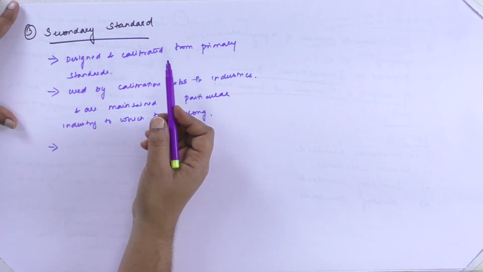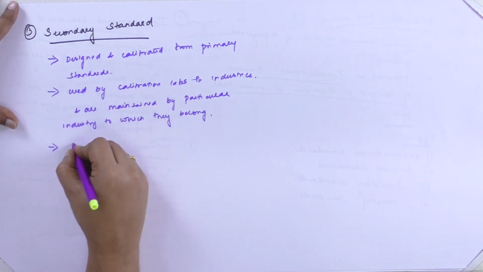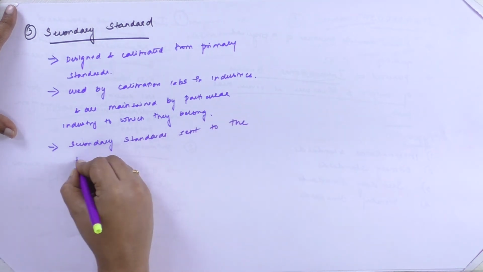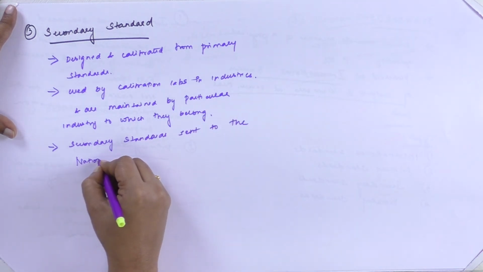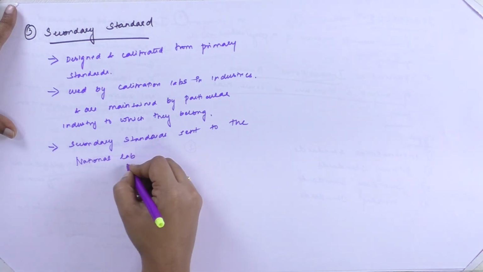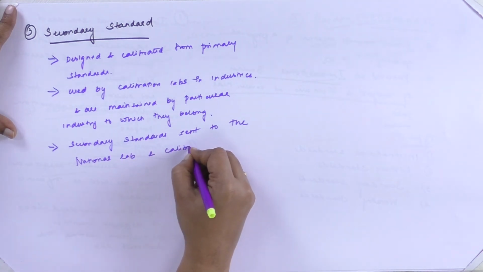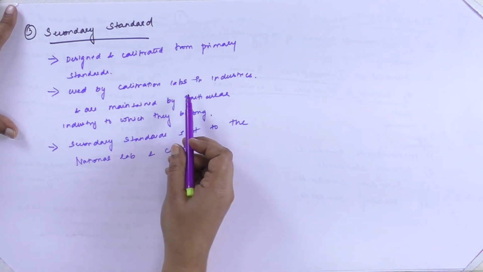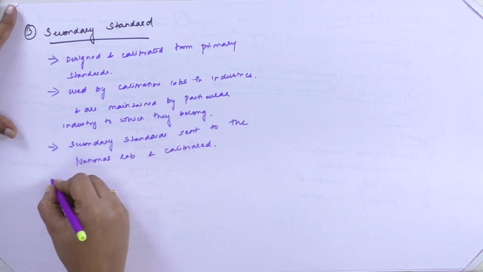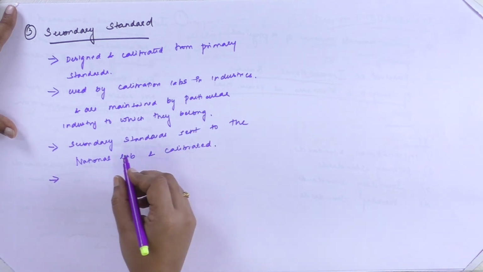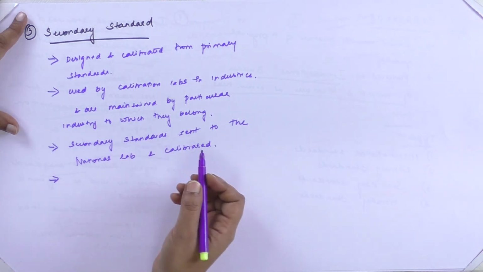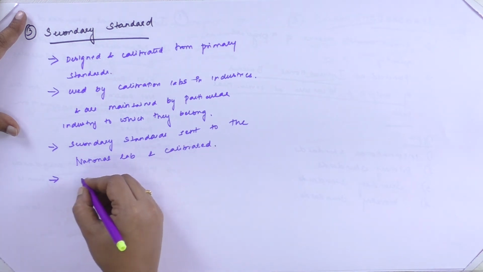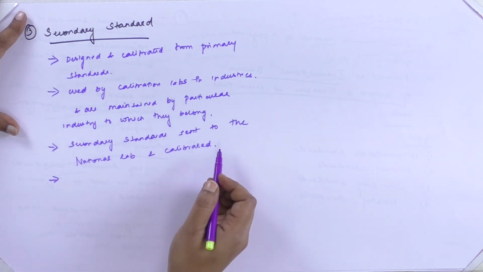and will be calibrated. So, the secondary standards are sent to the national labs where the primary standards are maintained and calibrated, so that they can be used in their calibration labs. The primary standard will send back the calibrated instrument, that is the secondary standard, with a certification that it has been calibrated with the primary standard.